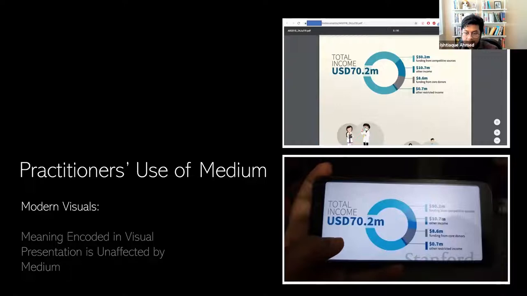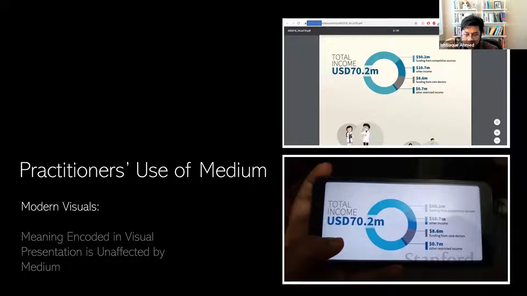In modern visualization practice, the meaning of our data that is encoded in the presentation is not affected by the medium. For example, in the images on the right side of the slide, we see a snapshot of an institution's funding research, training, and clinical services in 2018. On the top one, the user is viewing the publicly available electronic copy of the report opened in their browser. In the bottom one, another user is viewing the same portion of the report on their mobile phone. And both of the users are expected to arrive at a similar understanding of the information.